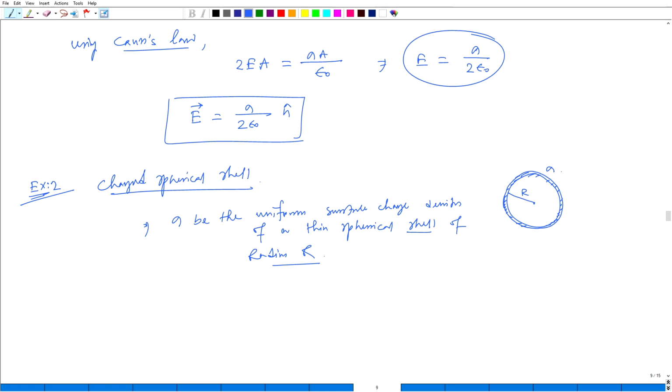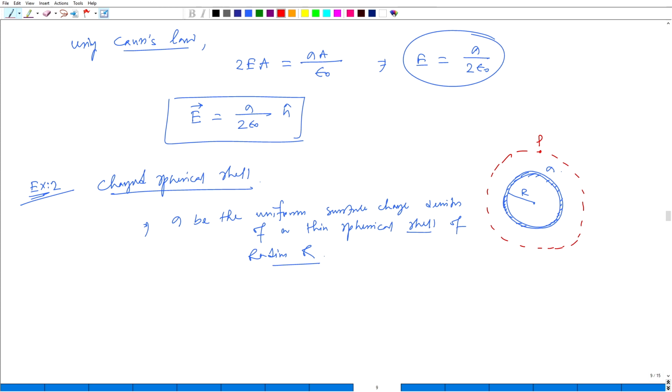So, in this situation we choose a Gaussian surface as a sphere, and consider the Gaussian surface as spherically symmetric. We choose a Gaussian surface to calculate the electric field outside the spherical shell. So, we calculate the electric field at this point, let us say P, due to this charge distribution.